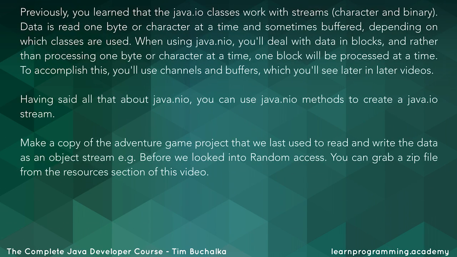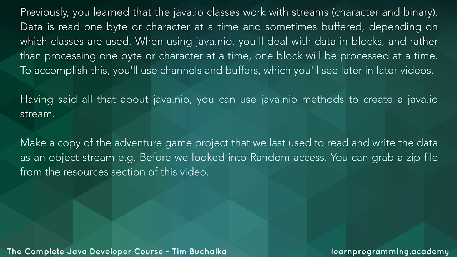Previously you learnt that the java.io classes work with streams, that is character and binary. Data is read one byte or character at a time and sometimes buffered, depending on which classes are used. When using java.nio, however, you'll deal with data in blocks, and rather than processing a single byte or character at a time, one block will be processed at a time. To accomplish this, you'll need to use channels and buffers, and you'll see what they are and how to use them in later videos in this section of the course.